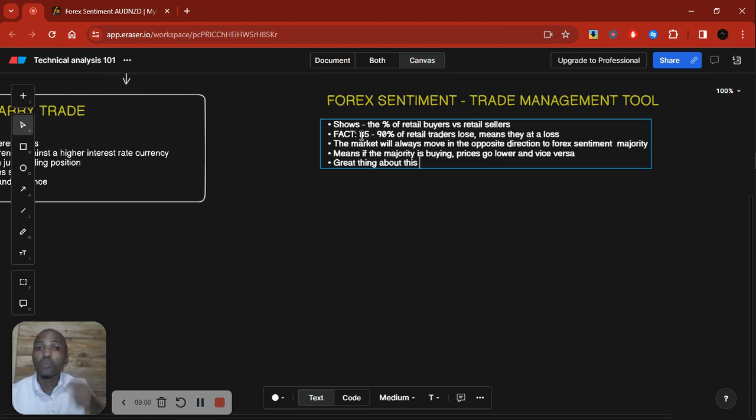I was using it to find the direction, to try and trade in the same direction as the majority. But ever since I flipped the script and started trading against the majority based on what the Forex sentiment is saying, because it's a retail trading sentiment, that is when I started seeing more profits in my trades. And also being able to manage my psychology and my patience, right? Because I knew that, okay, I'm not expecting the trade to move in my direction yet. Now I'm expecting it to move in my direction. And then eventually that is what happens, you know?